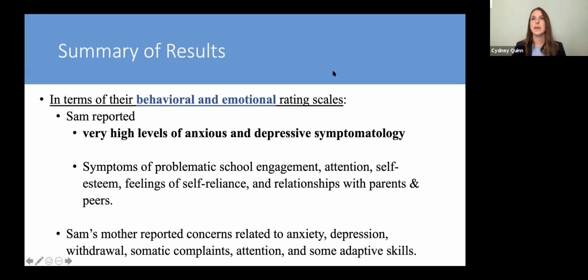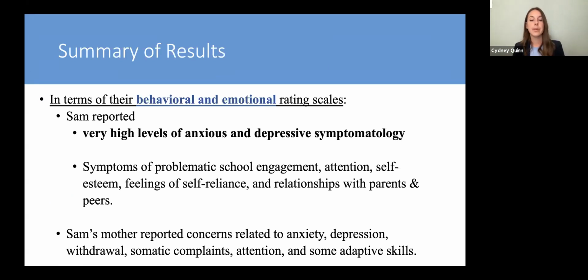In terms of the rating scales on the BASC, Sam reported very high levels of anxiety and depression, and I'll show you the BASC data in a second. Also reported symptoms of problematic school engagement, attention difficulties, very low self-esteem, difficulties with feeling reliant on themselves, and a lot of interpersonal difficulties, parents and peers combined.